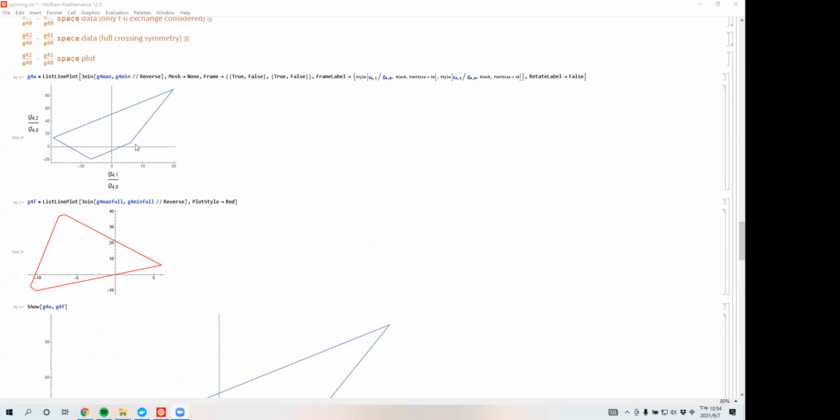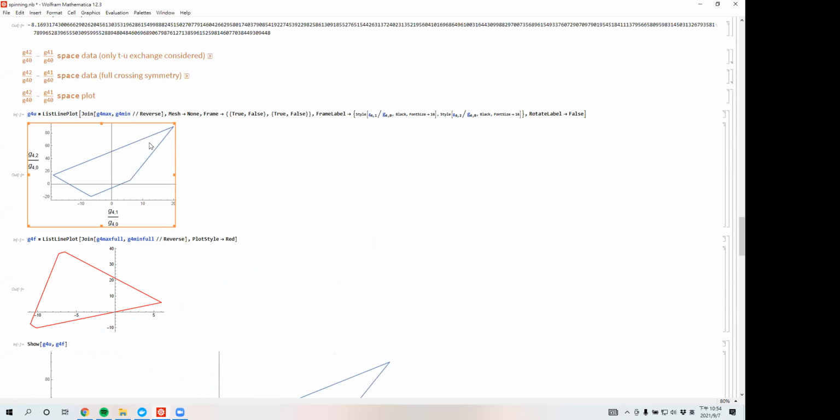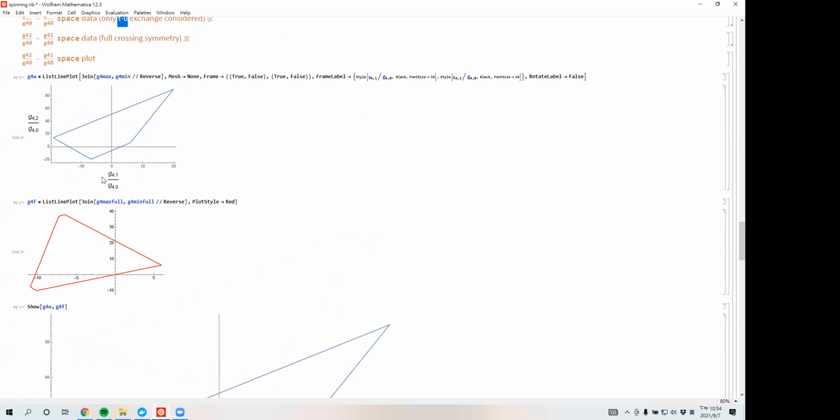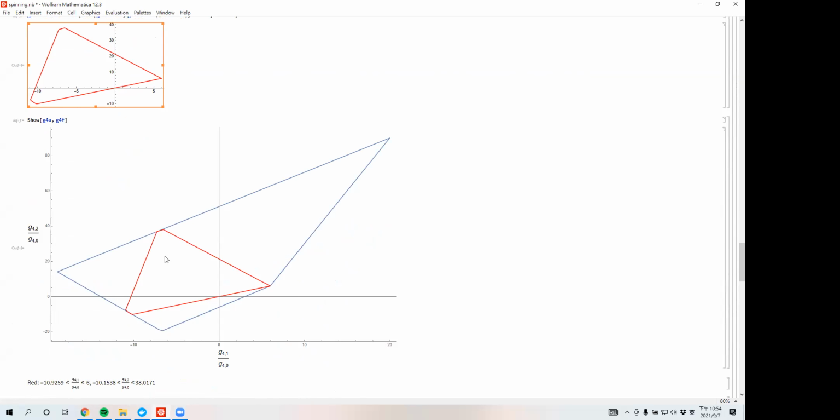Let me share my screen. Do you see my screen? Yes. This graph is the graph you saw last time, where only the Q exchange was considered, and now I have the full crossing symmetry, including the ST exchange. So we will have this graph, plotting them together.